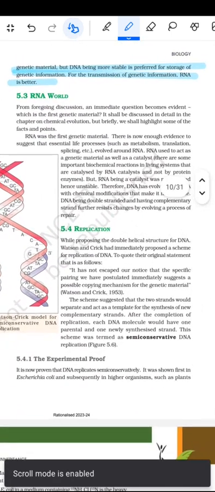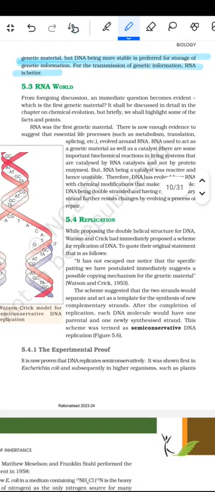Then comes the RNA world. From the foregoing discussion, an immediate question becomes evident: which is the first genetic material? It shall be discussed in detail in the chapter on chemical evolution, but briefly we shall highlight some of the facts and points.